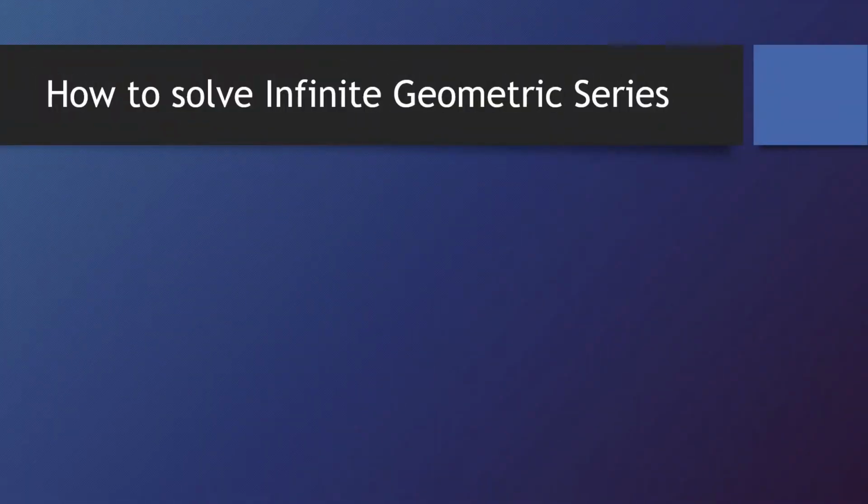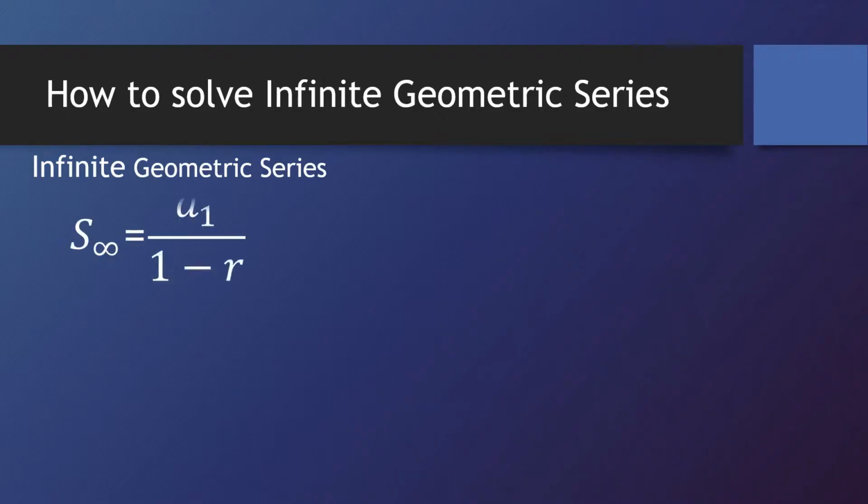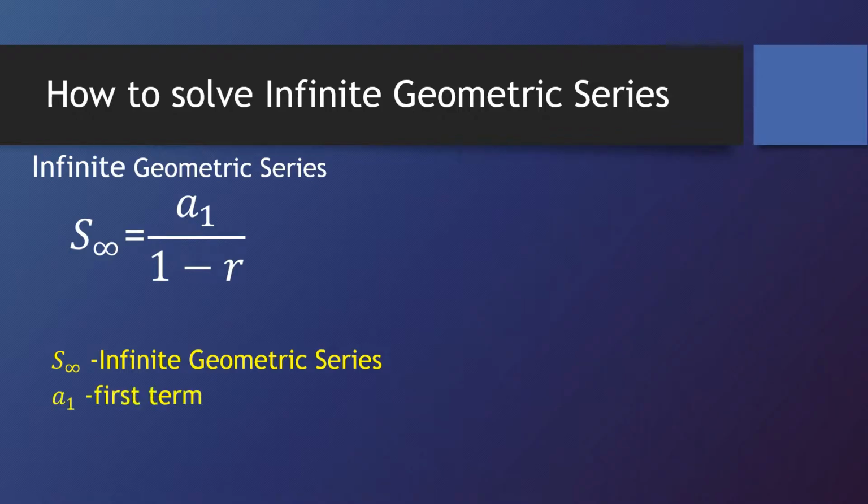So, how to solve an infinite geometric series? We can use the formula for the infinite geometric series, which is S sub infinity is equal to A sub 1 over 1 minus r, where S sub infinity is the infinite geometric series, A sub 1 is the first term, and r is the common ratio.